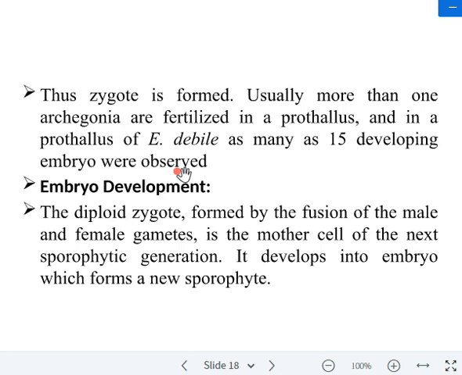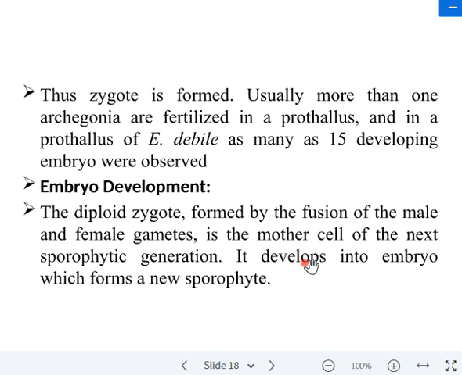What happens? From the zygote a diploid embryo develops. The diploid zygote formed by fusion of male and female gametes is the mother cell of the next sporophytic generation. It develops into an embryo which forms a new sporophyte. As you know very well, in all members of the ferns there is no development of seed.